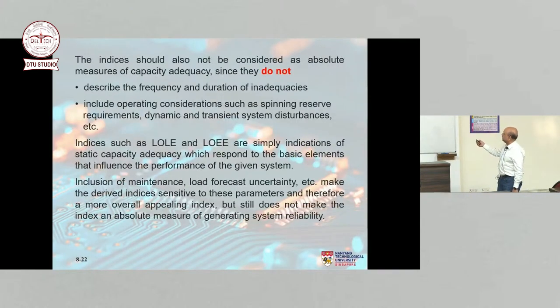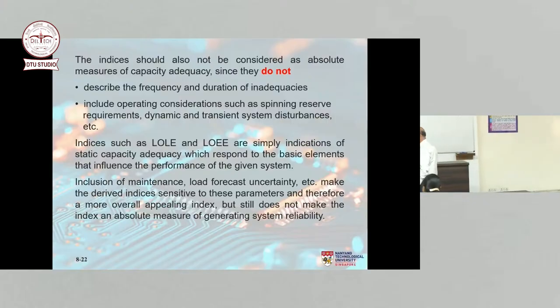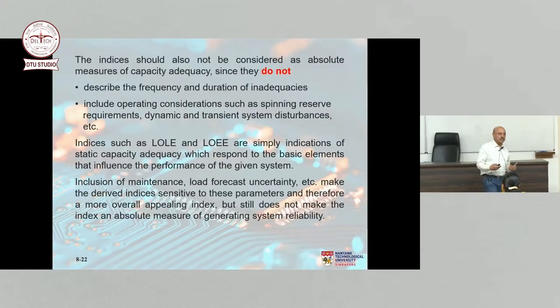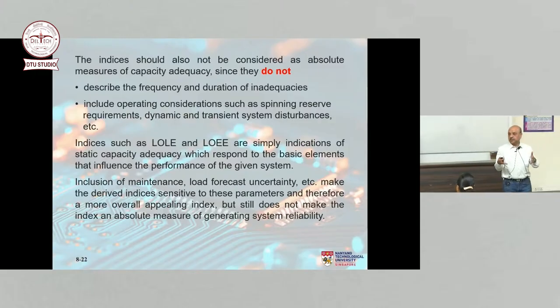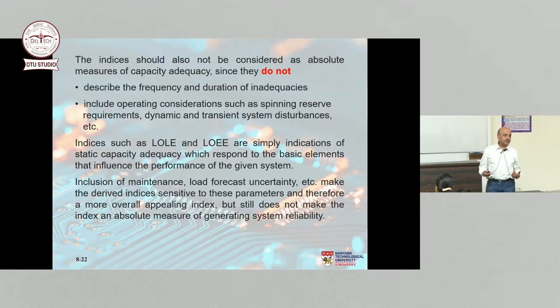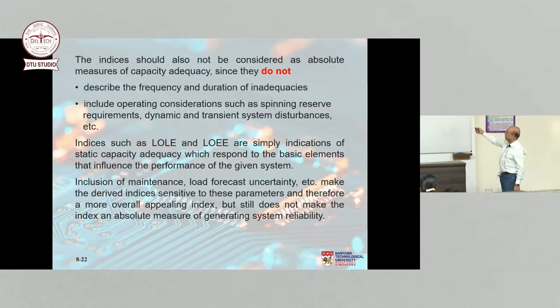The indices should also not be considered as absolute measures of capacity adequacy. So when we find the loss of load expectation and loss of energy expectation, we should realize that they are not 100% expressing the reliability or unreliability of the system, because we have made so many assumptions, correct? You must always not lose track of the assumptions. They do not describe the frequency and duration. They only tell you days per year or megawatt hours per year. They're not telling you how many times in a year you will have an outage, and every time there is an outage, how long that outage will last. Those are the frequency and duration indices. So we are not including those.